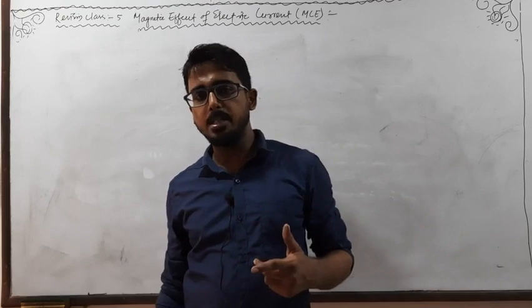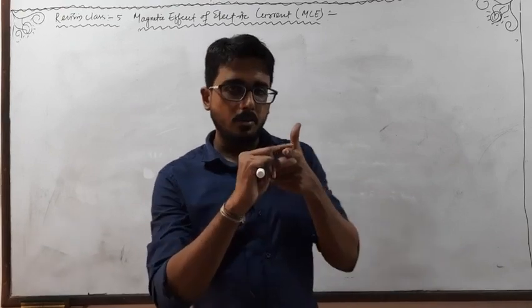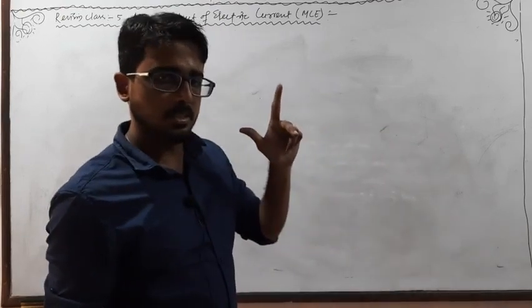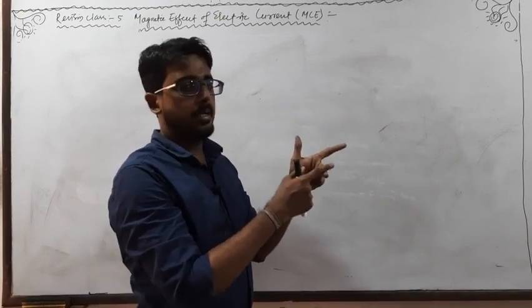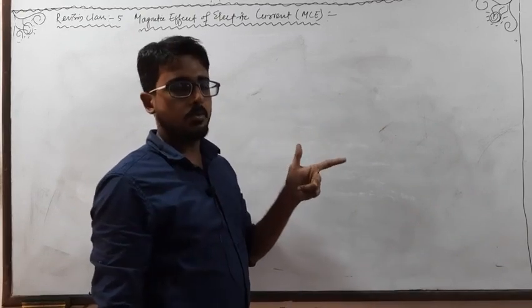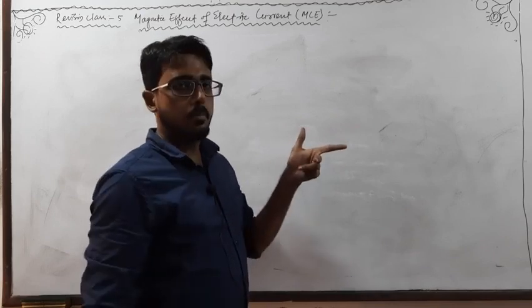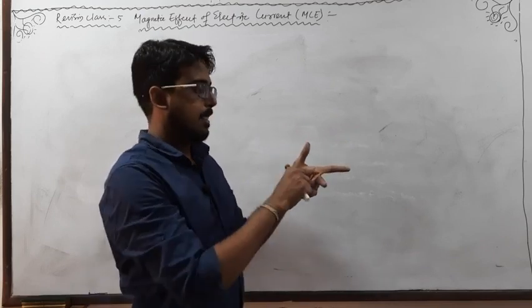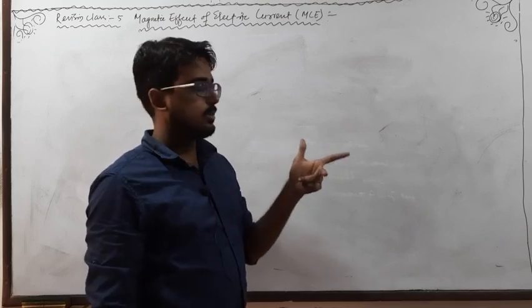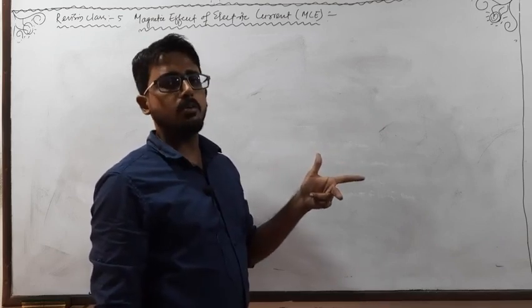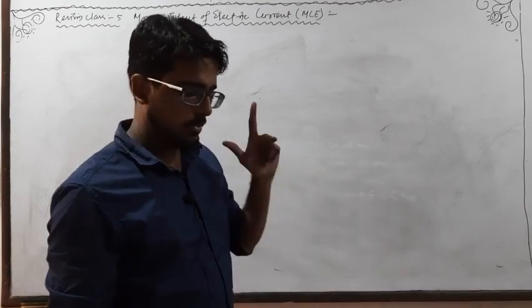According to Fleming's left hand rule, you have to stretch three fingers of your left hand, thumb, first finger and middle finger, perpendicular to each other in such a way that if the first finger shows the magnetic field direction, then the middle finger shows the direction of current, and the thumb shows the direction of force. Clear? This is known as Fleming's left hand rule.